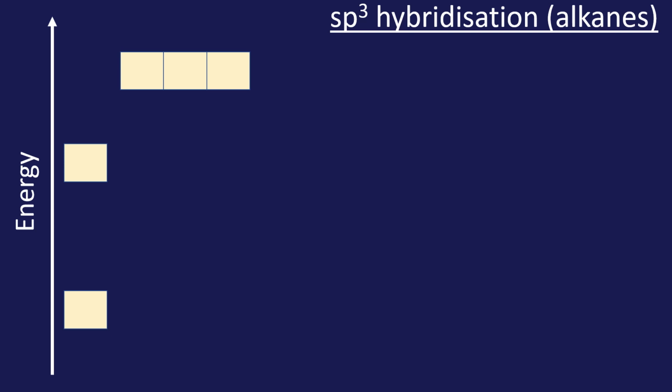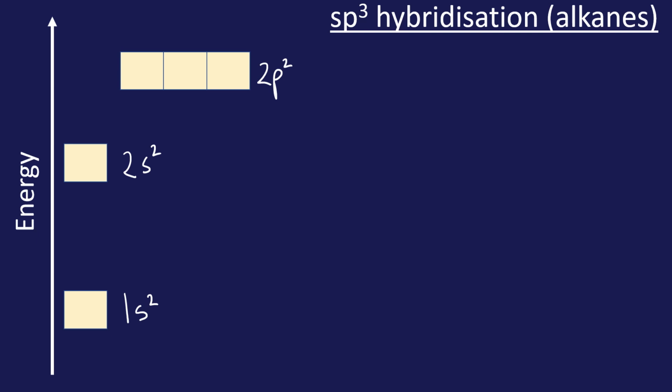I'm going to start with the sp3 hybridization, which is the type of hybridization we see in alkanes. So when we're looking at just single bonds. Now firstly, I'm going to remind you of the electron configuration of carbon. It's a 1s2, 2s2 and 2p2.